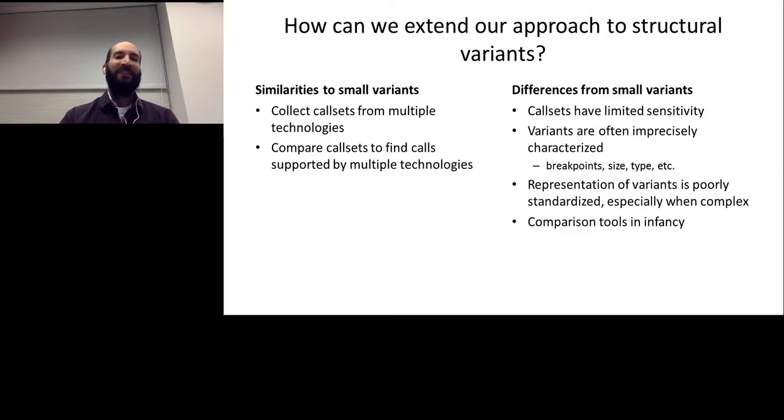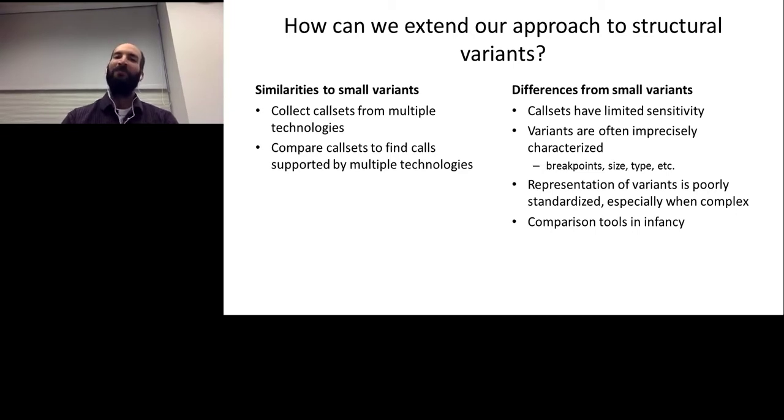We're interested in extending the approaches that we've used so far to structural variants, and there are a lot of similarities to what we've done for small variants, where we can collect call sets from multiple different technologies and multiple different calling methods. We can compare these call sets to each other to find calls that are supported by multiple technologies. But there are a lot of challenges that we've had to address that are different from small variants.